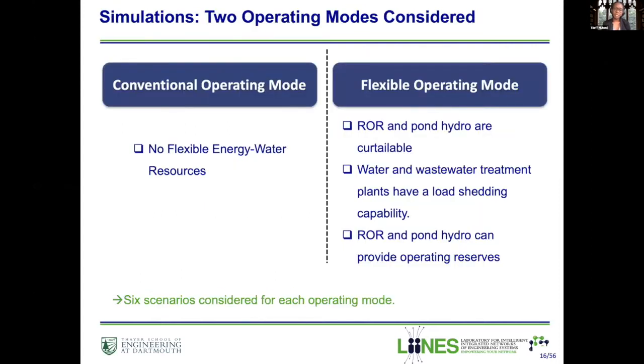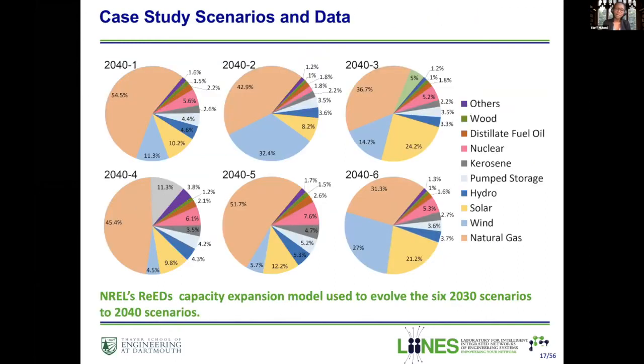So we looked at two operating modes, the conventional and flexible operating modes. Conventional did not have any flexible energy water resources, while in the flexible mode, we had the ability to obtain reserves from run-of-river and conventional hydro, and wastewater and water treatment plants had load shedding capability. And we considered 6 scenarios for each of these. So we worked closely with NREL to come up with this data, which was derived from the 2030 scenarios that we used for the ISO New England study.